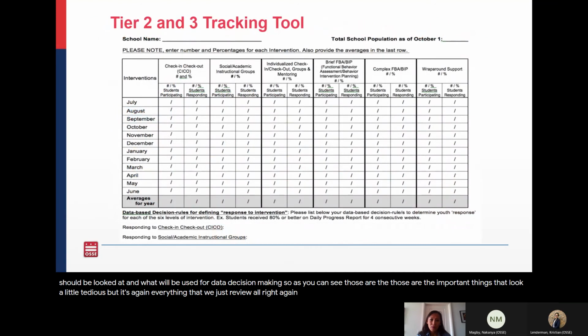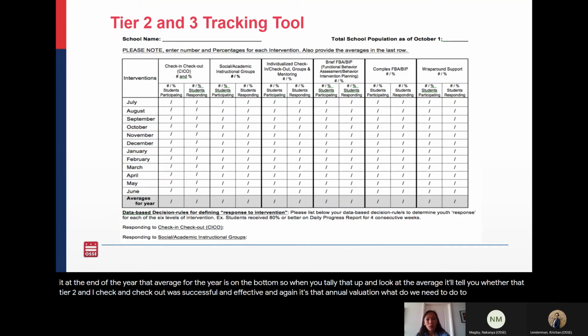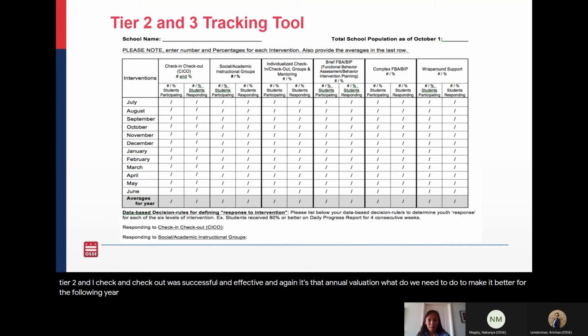Again, if the tracking tool is there, the important thing is to evaluate it at the end of the year. That average for the year is on the bottom. So when you tally that up and look at the average, it'll tell you whether that tier 2 check in, check out was successful and effective. And again, it's that annual evaluation. What do we need to do to make it better for the following year?